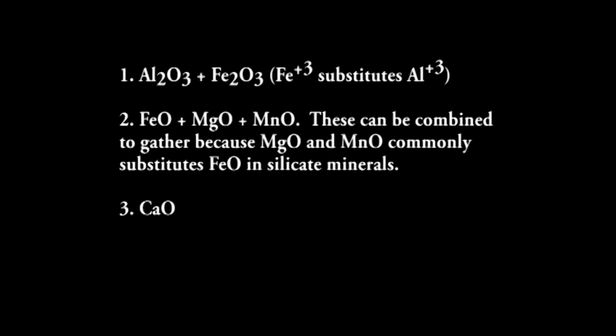First, Al2O3 plus Fe2O3, because Fe3+ substitutes for Al3+. Second, FeO plus MgO plus MnO; these can be combined together because MgO and MnO commonly substitute for FeO in silicate minerals. And third, CaO as independent. The above three components are used by Eskola to represent the mineral assemblages of metamorphic rocks of the different facies.